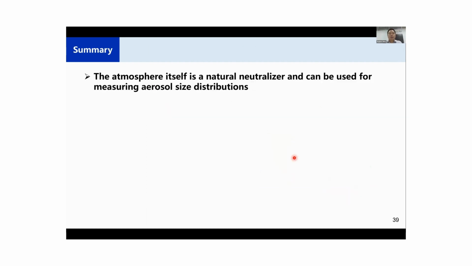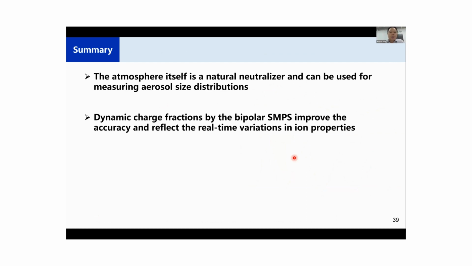So to summarize, we showed in the study that the atmosphere itself is a natural neutralizer and can be used for measuring aerosol size distributions. And we show the dynamic charge fraction, in contrast to the fixed charge fraction we often use in the bipolar SMPS, which helps to improve the accuracy, and it can reflect the real-time variation in ion properties.